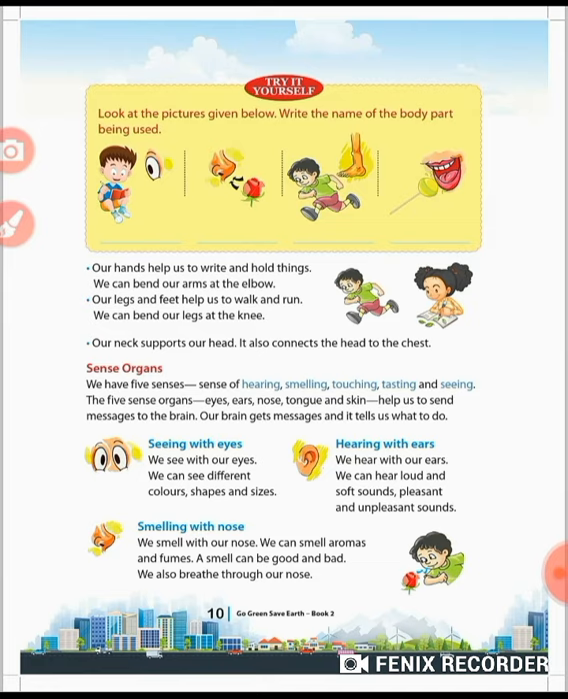Now, what is unpleasant sound? The sound which irritates us and causes headache is unpleasant sound, like the sound of a truck, bus, dogs barking, etc. Come to next page.